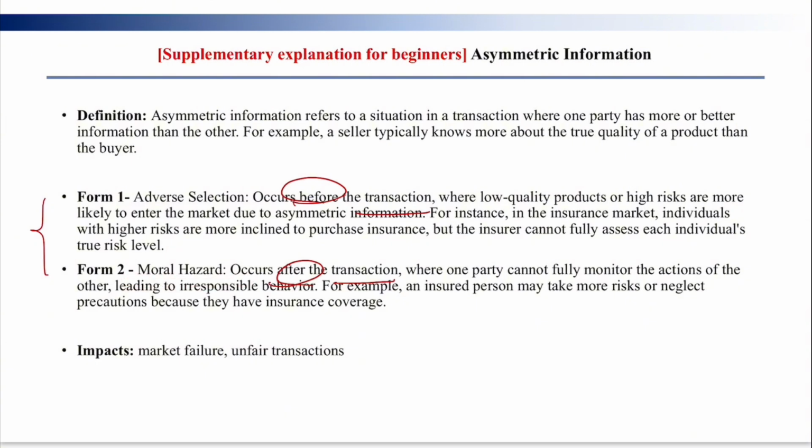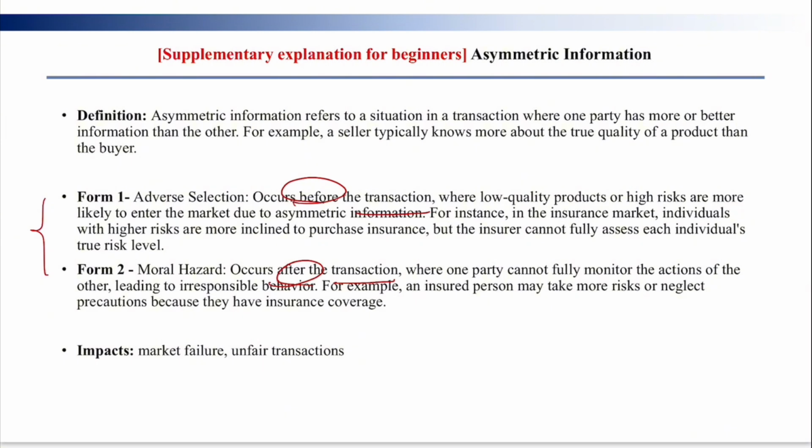What is adverse selection? For example, in a second-hand car market transaction, a large number of low-quality products fill the market. Then gradually, high-quality products will disappear from the market because low-quality products are always cheaper than the high-quality ones, right? Since the buyer doesn't know the quality difference, the buyer will choose the cheaper one. Then gradually, the low-quality products will dominate the market. So this is what we call adverse selection.